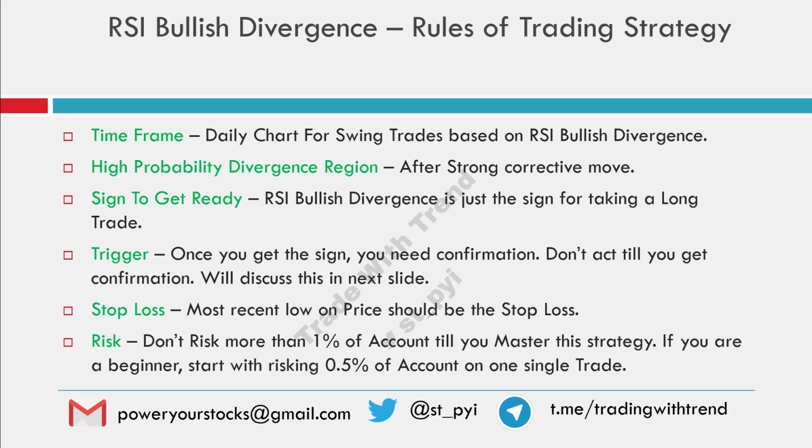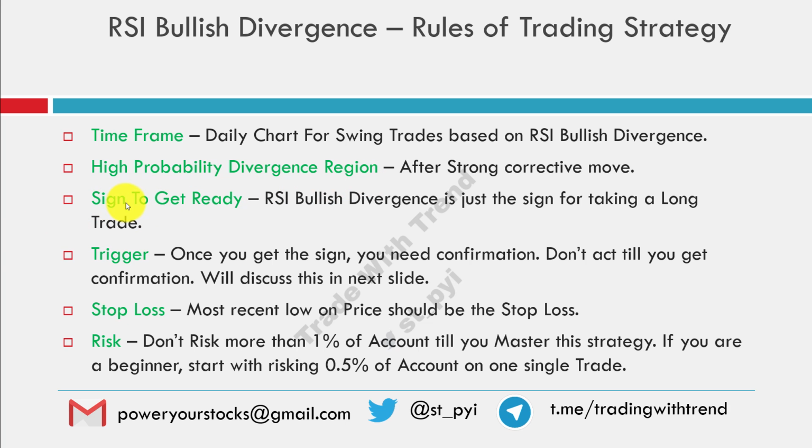So now let's get down to specific rules for this strategy. The first rule is that of time frame. The daily time frame has to be preferred for this strategy. You can experiment with, let's say, a 60-minute time frame as well, but I would strongly recommend sticking to the daily time frame. So the first rule is the daily chart. The second rule is targeting the high probability divergence region, which is something that we have just seen in the previous chart.